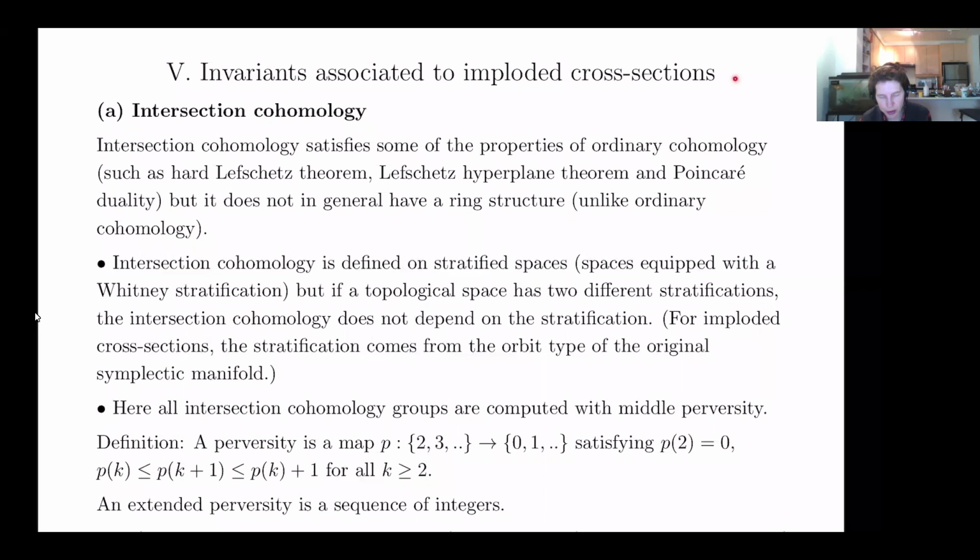As I noted, intersection cohomology satisfies some of the properties of ordinary cohomology, but not all. For example, you can prove the Hard Lefschetz theorem, the Lefschetz hyperplane theorem, and Poincare duality in the context of intersection homology. But it doesn't, in general, have a ring structure, unlike ordinary cohomology. This, of course, is due to Goresky.